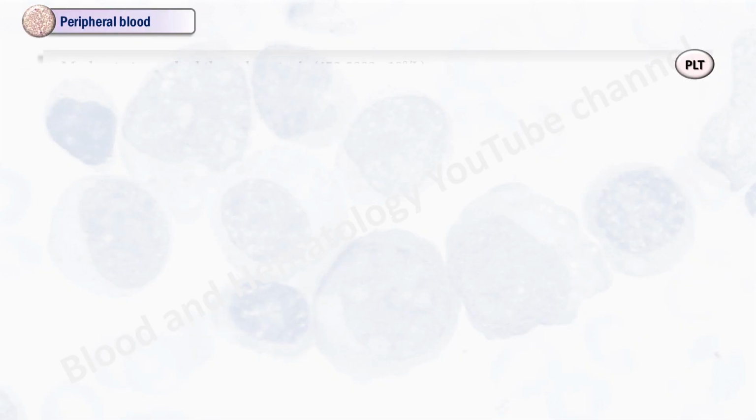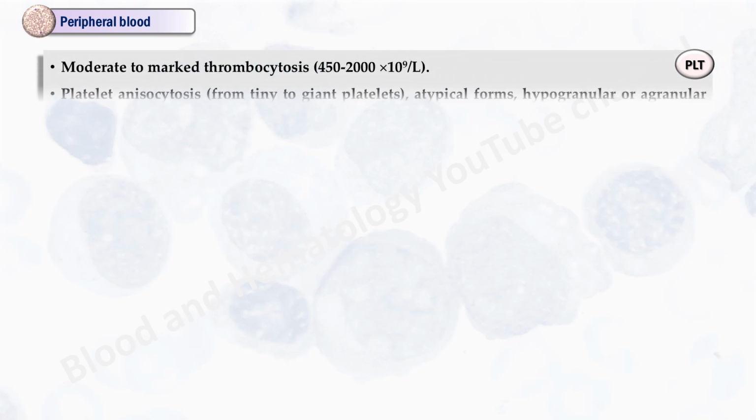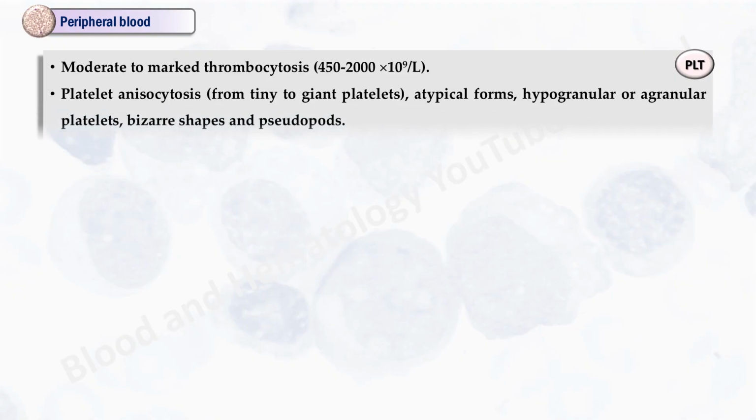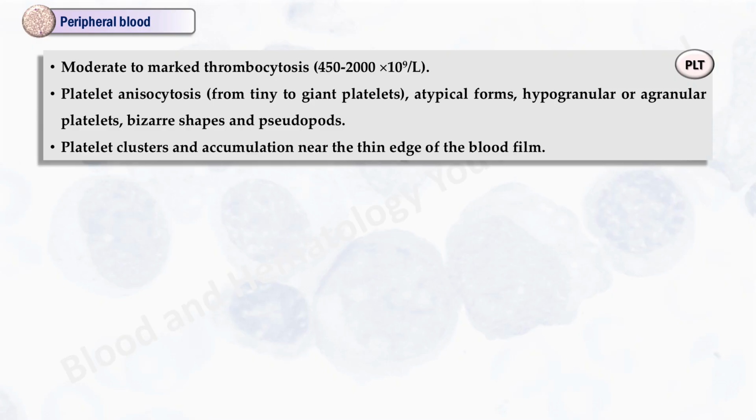Peripheral blood shows moderate to marked thrombocytosis. The platelets often exhibit anisocytosis, from tiny to giant platelets, atypical forms, hypergranular or agranular platelets, bizarre shapes, and pseudopods. Commonly platelets are present in clusters and tend to accumulate near the thin edge of the blood film.